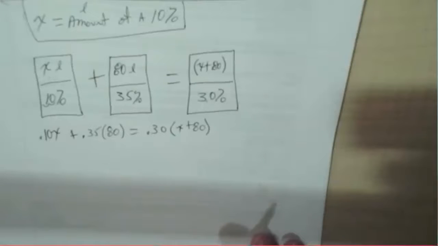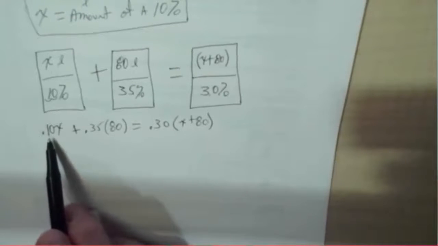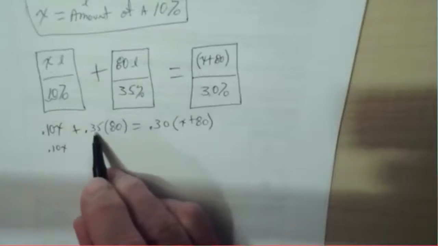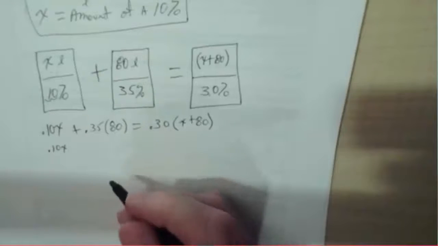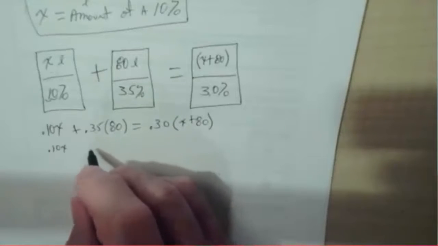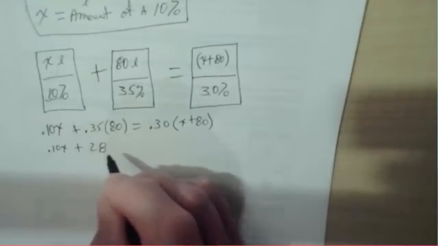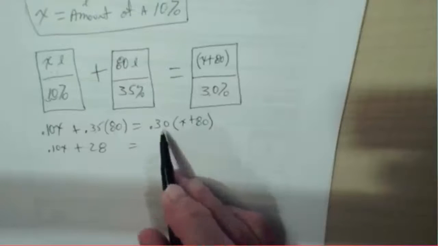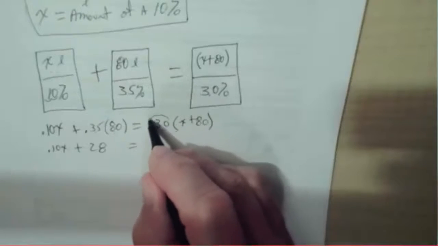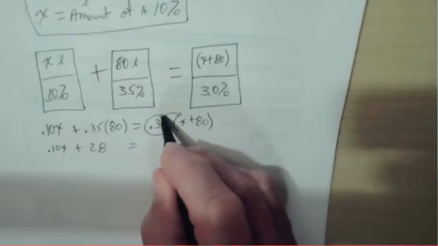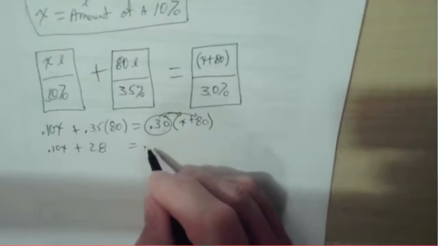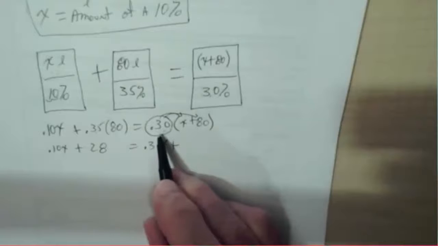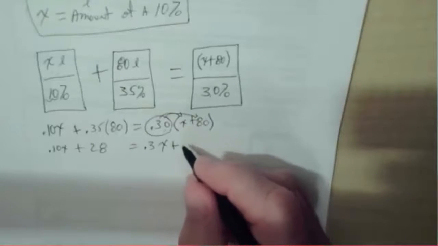Now we just do the arithmetic. 0.10x remains 0.10x. There's nothing we can do there. Now 0.35 times 80 is, I think, 28, equals. Now we're going to use the distributive property of multiplication. We distribute the 0.3 over everything inside the parentheses. So we get 0.3x, or 0.30x, doesn't make any difference, plus 0.3 times 80 is 24.